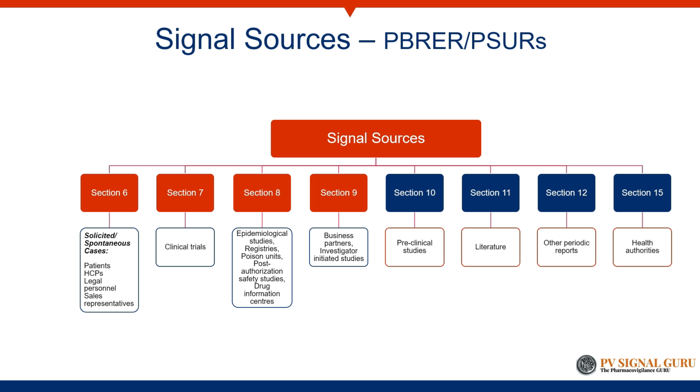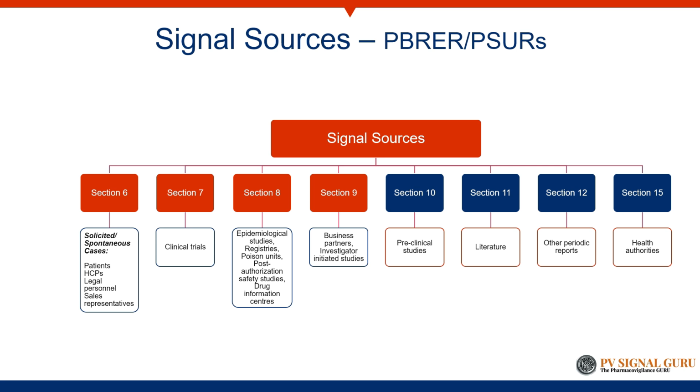Section 7, which is summaries of significant findings from clinical trials. This section focuses on clinical trials, which are a key source of signals. So during ongoing or completed trials, any new safety information coming in would also trigger a signal. Section 8, findings from non-interventional studies. This section includes data from marketing authorization holder sponsored non-interventional studies such as registries, patient support programs, observational studies, or epidemiological studies, all of which are potential sources of signals.